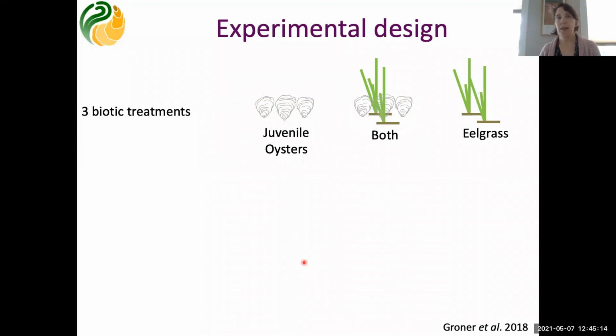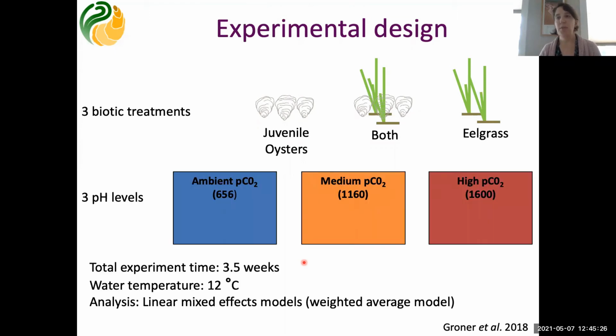And what we did, we had 3 biotic treatments. So we had juvenile oysters, co-cultured with eelgrass, and then we had eelgrass. And this is phase 1. And then we had 3 PCO2 treatments: an ambient, so this was inflow, which was 656, a medium, a bad day maybe in the Pacific Northwest, and then a high future PCO2. And we ran this first part of the trial for 3.5 weeks at a water temperature of 12 C, which you're probably thinking is freezing cold. It was pretty cold.